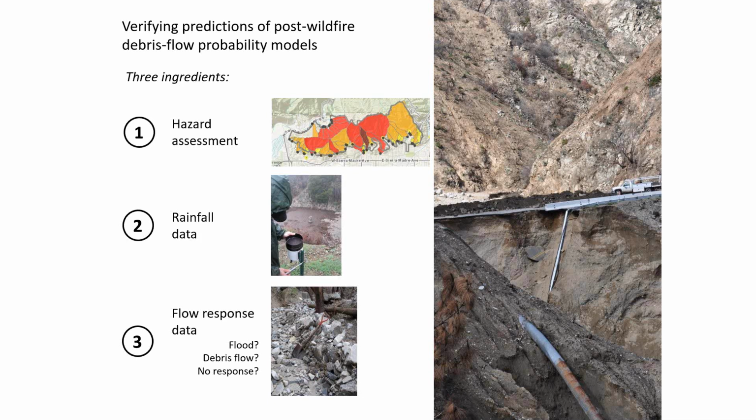There are three ingredients here that we need to do that. First, we need to create a hazard assessment and use the probability model to make a prediction. So we're going to predict the probability of debris flows in an area. The second thing is, as rain falls, we need to collect that information to know what happened. And finally, we need to know after the rain, what's the response? Was there a flood? Was there a debris flow? Or was there no response at all? And this is the crucial piece.